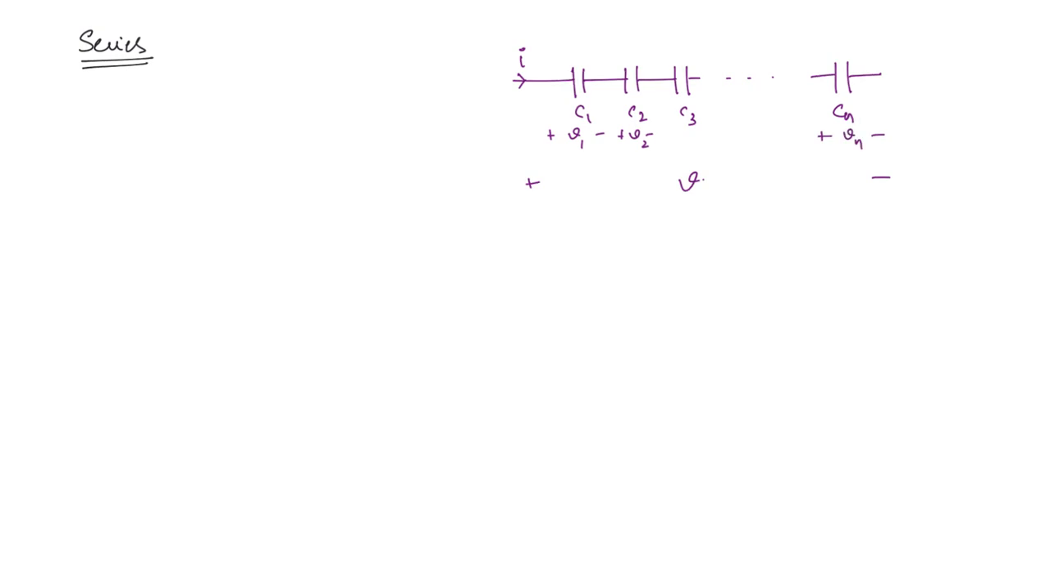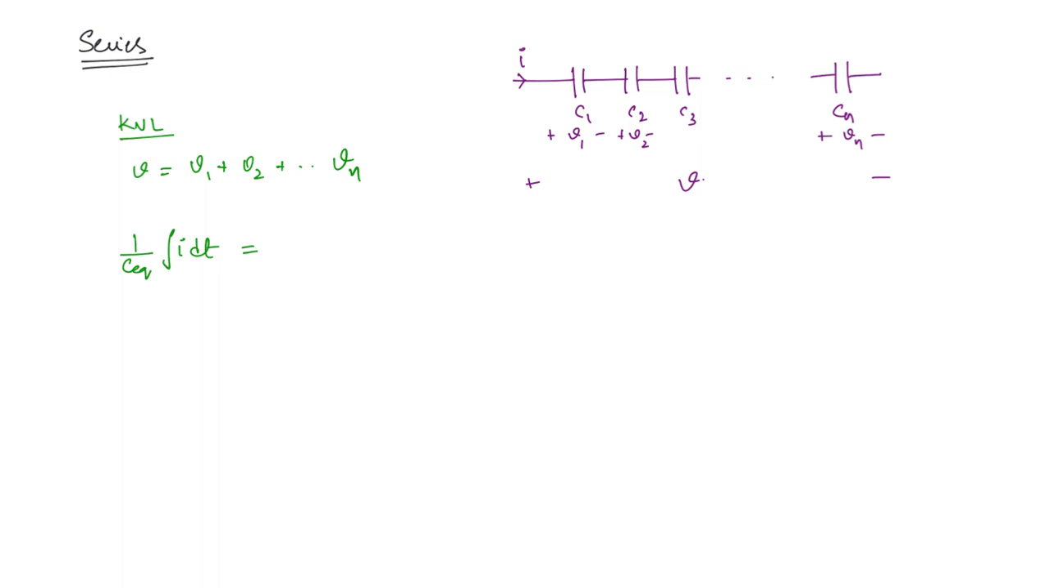So now if you apply KVL, what are you going to get? V is equal to V1 plus V2 plus so on till Vn. Now how can you write V? V is 1 by C equivalent integral I dt, because I is the current passing through all of the capacitors, and if you take the entire combination as C equivalent, that is what we have to find out. So 1 by C equivalent integral I dt will be V.